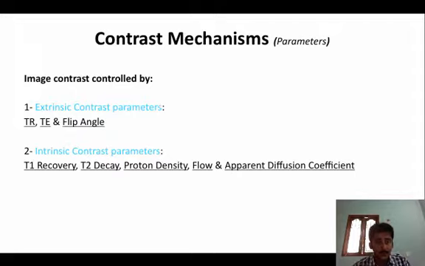So these are extrinsic parameters, and what are the hidden or derived parameters? We have to derive some properties by measuring this TR, TE and flip angle. These are T1 recovery, T1 relaxation, which is spin lattice relaxation, T2 spin relaxation, and proton density. We can measure the proton density, the flow, and the apparent diffusion coefficient.